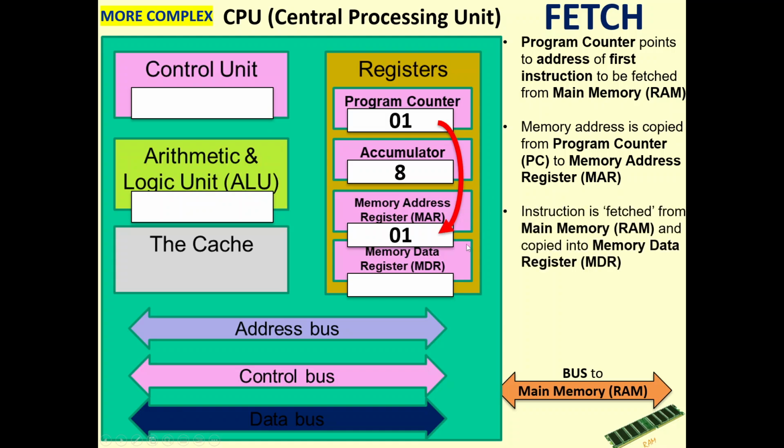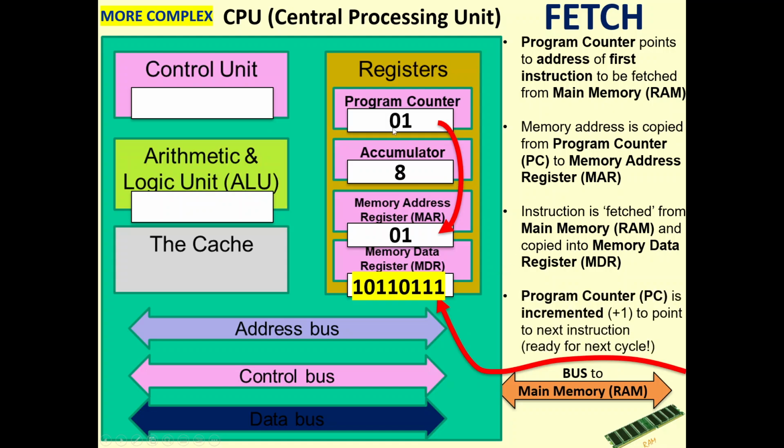The instruction is then fetched from that address in memory. Wherever that instruction is, it goes to RAM, goes and gets it, and brings it back and copies it into the MDR, the memory data register. Whatever was in that address, 01, is copied back into the MDR. And now you can see we've got an instruction there. We don't know what it is yet, but we've copied it in. And then finally, the program counter is incremented. It's added 1, so it's ready for the next instruction. If we didn't do that, we'd get stuck on doing the same instruction again and again and again. All of that is the fetch stage.